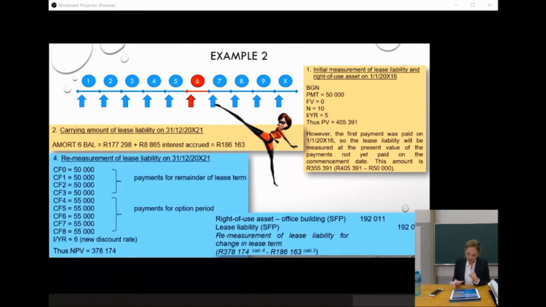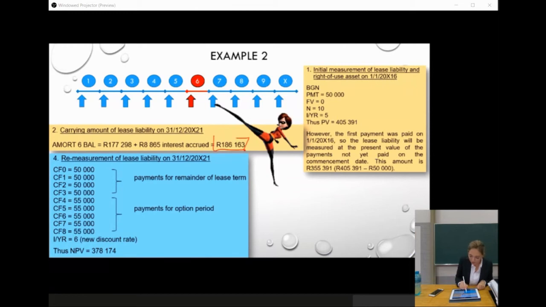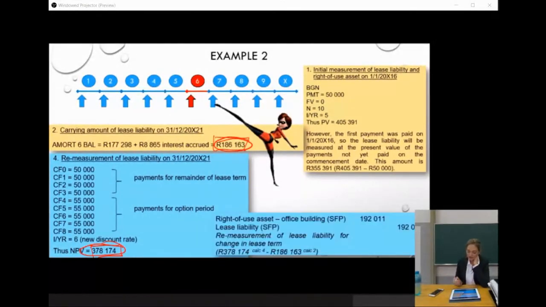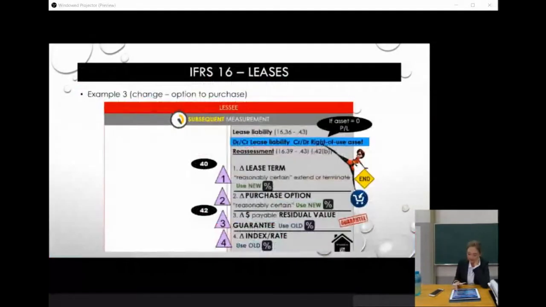Okay, good. So now we have, at the moment, our balance is 186,163, but we've calculated that the balance should actually be 378,174. So we are going to have to increase the liability from 186,163 to 378,174. So we'll need a journal for 192,011 where we increase our lease liability. Okay, and the other leg goes to my right of use asset. Good. So that's then the reassessment of the extension option to extend the lease.